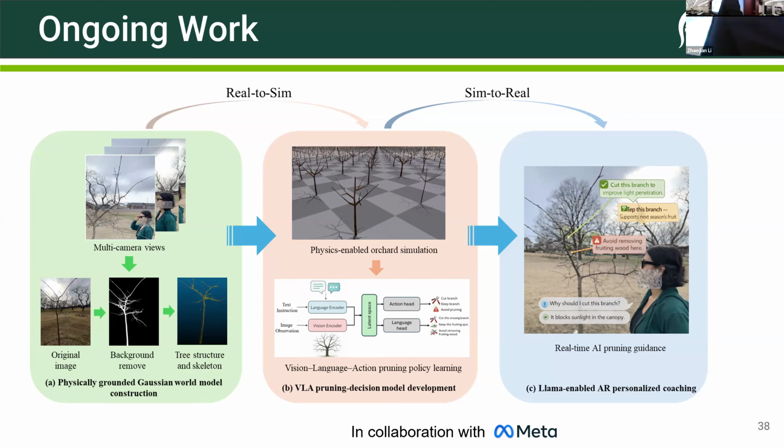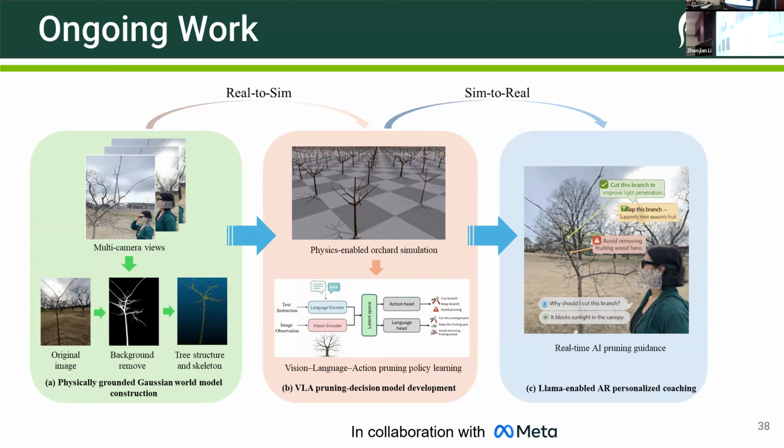So what we're doing with Meta is that Meta has something called AR glasses. So what we are doing right now is a non-intrusive way to collect data, right? We can have the worker wear the glasses, to have some audio instruction. So what we want them to do is first capture this tree from different angles so that we can do 3D Gaussian splatting, and then we can reconstruct the tree. And then we can have this tree structure in the simulated environment, right? This is the real to sim part.